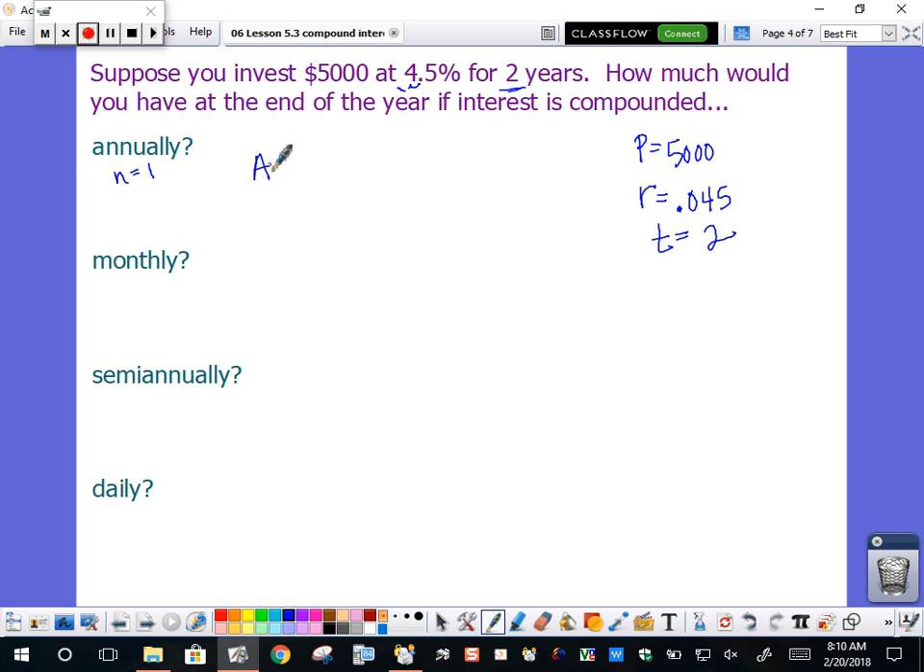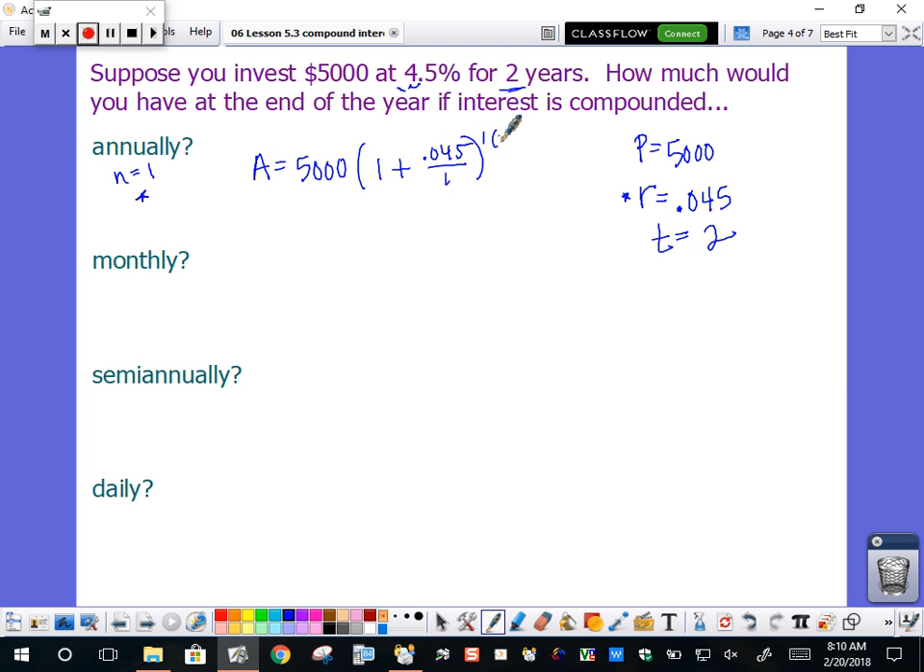We're trying to find the final amount. The principal is 5,000. I'm just filling into that formula: 1 plus r over n. R is 0.05 over here, over n. Since this is annually, it's over 1. And then to the power of n times t.